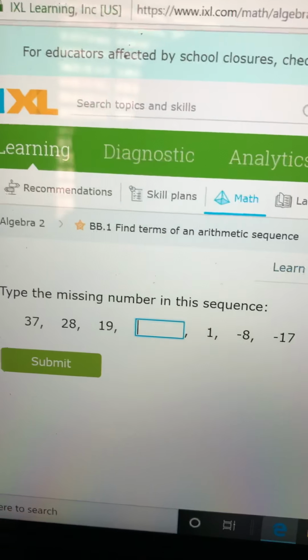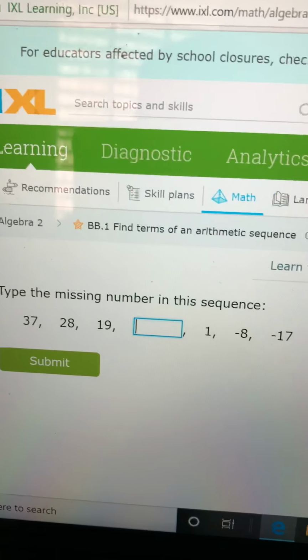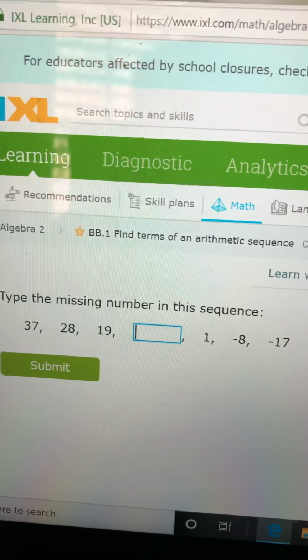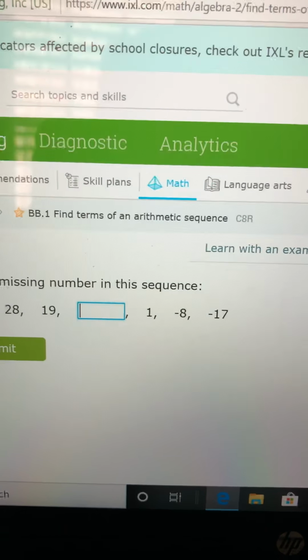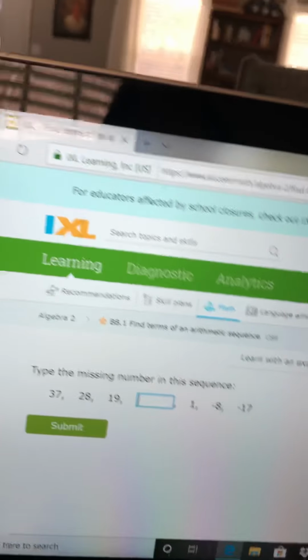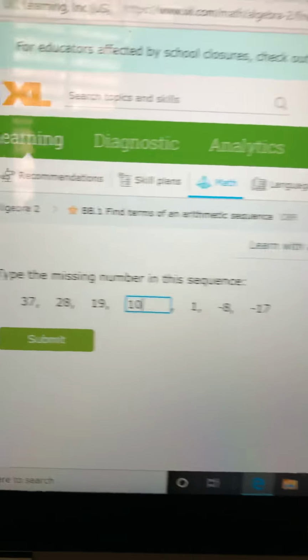So if I type in 28 subtract 9, that's 19. Okay, so what's 19 subtract 9? That's 10, so 10 goes in this blank. And then if I wanted to continue, 10 subtract 9 is 1. 1 subtract 9. They're subtracting 9 each time.